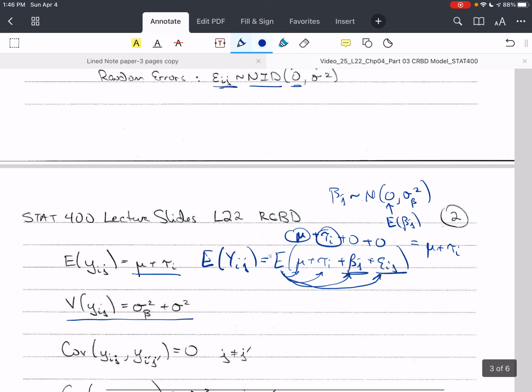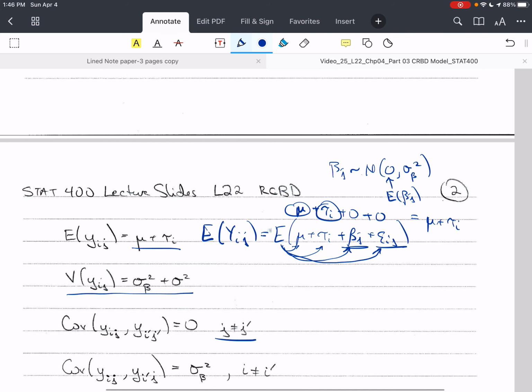And then we look at the covariance for observations in different blocks, and that covariance is going to be 0 because they're independent, for j not equal to j prime. And I don't believe I'm supposed to have an i prime there, just a j prime.